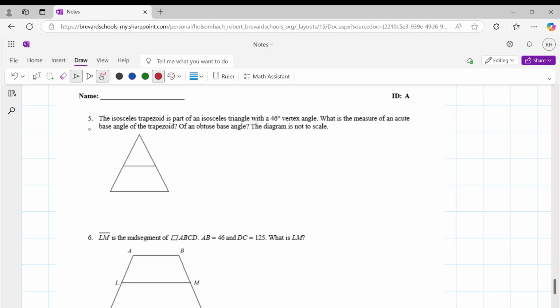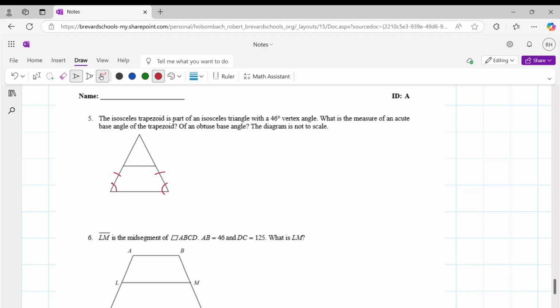All right, problem number 5. The isosceles trapezoid is part of an isosceles triangle. They're talking about this trapezoid down here on the bottom. It's an isosceles trapezoid, so this piece is the same as this piece. This angle is congruent to this angle. The top angles are the same as well. They're congruent to each other.